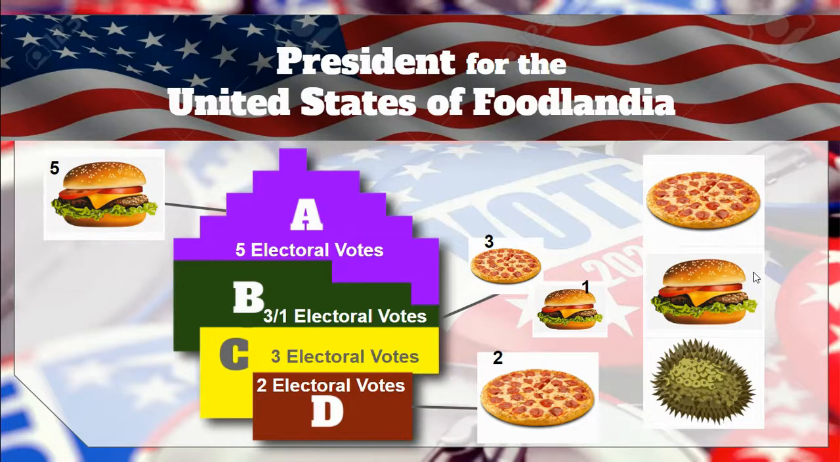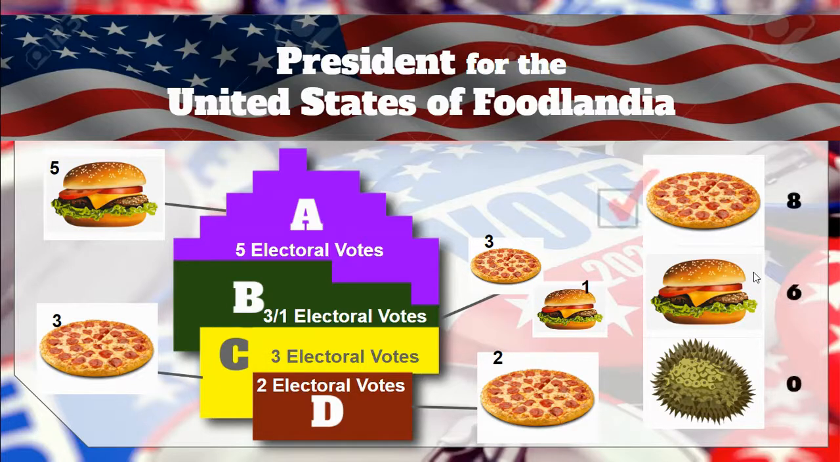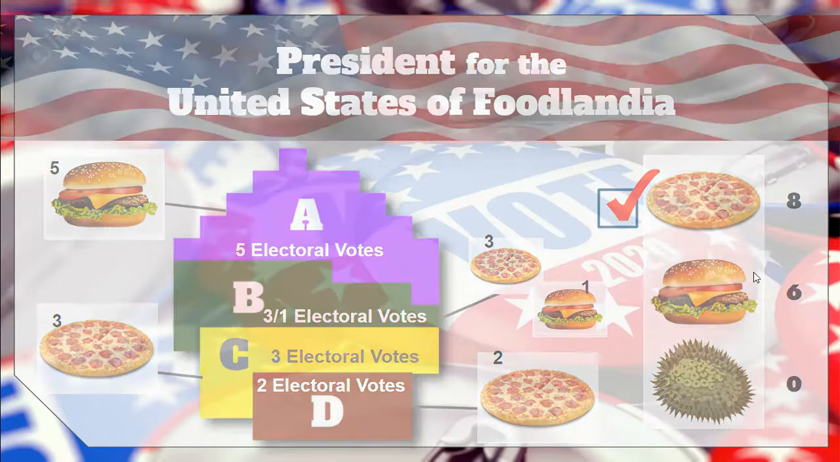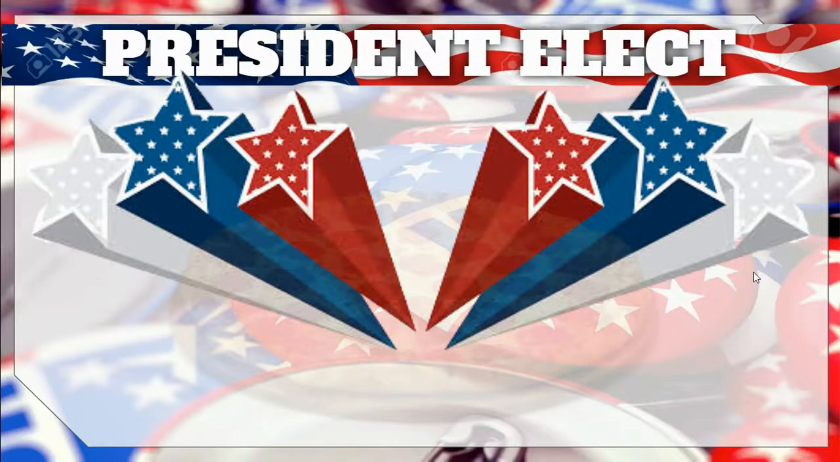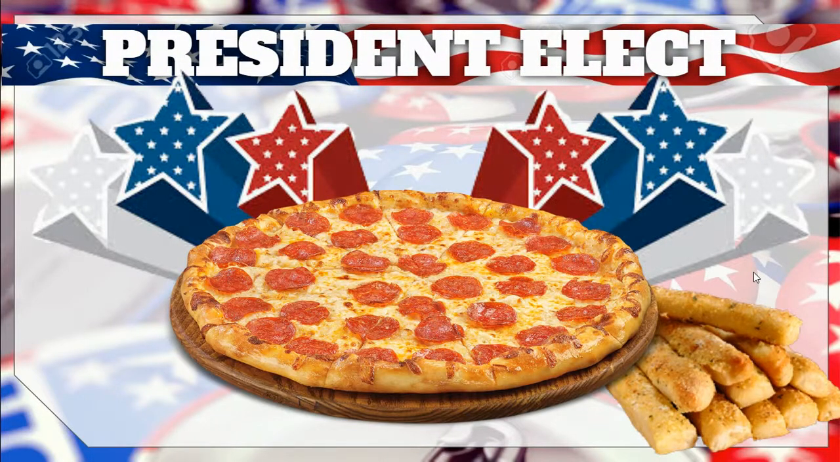Burger had the lead, but now Pizza picked up the state of C, and that means that Pizza has in fact secured the 8 Electoral College votes that they are going to need in order to become the next president of the United States of Foodlandia. So, ladies and gentlemen, your president-elect for the United States of Foodlandia is going to be Pizza, and their vice president, Breadstick. Wow, what a huge night, what a tight race.